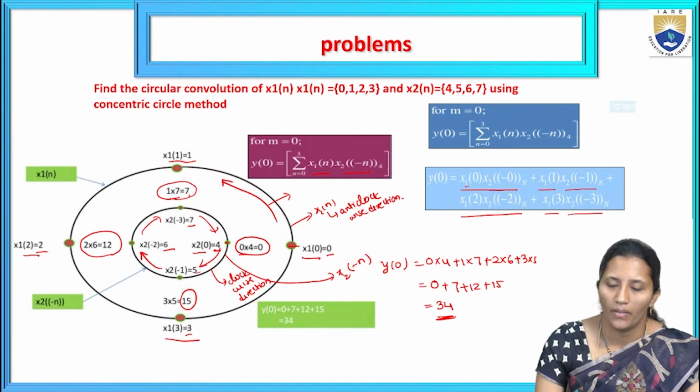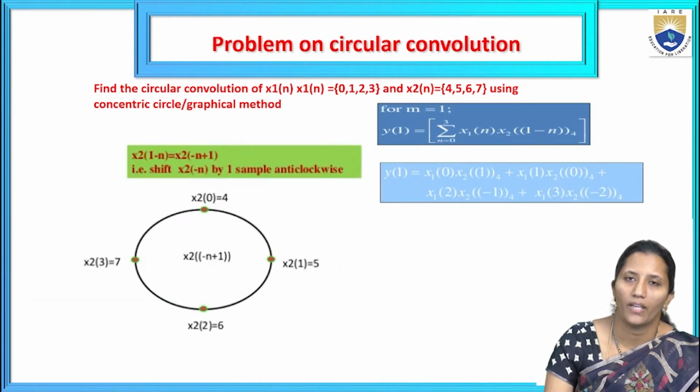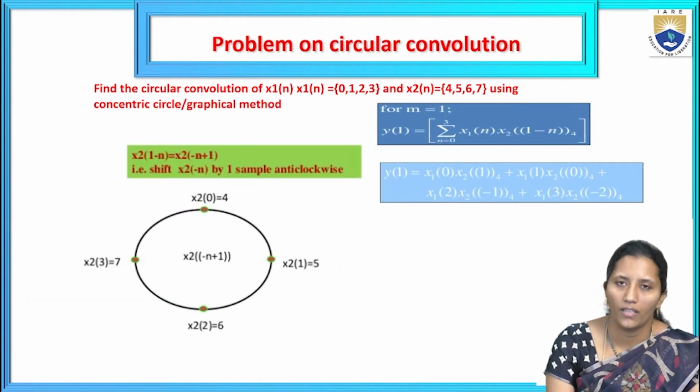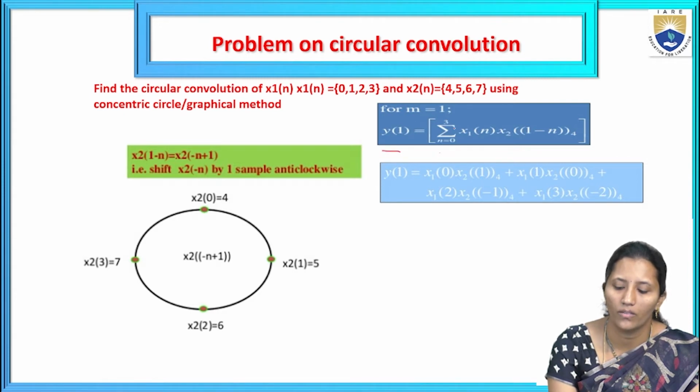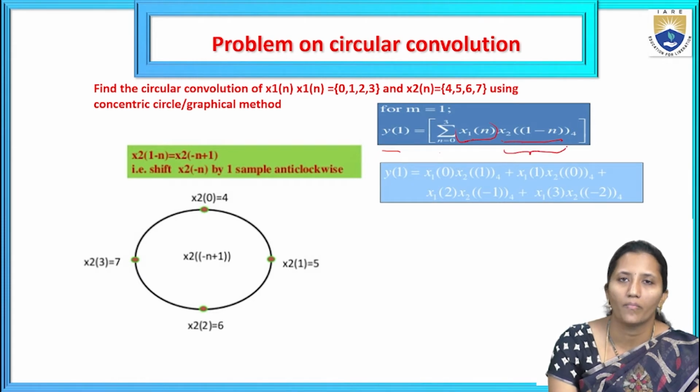For y of 1, we should not change x1 of n on the outer circle, because in the formula, if we substitute m equal to 1, we get y of 1 equals the sum over n from 0 to 3 of x1 of n into x2 of 1 minus n modulo 4. So we are multiplying the sequence x1 of n with x2 of 1 minus n.